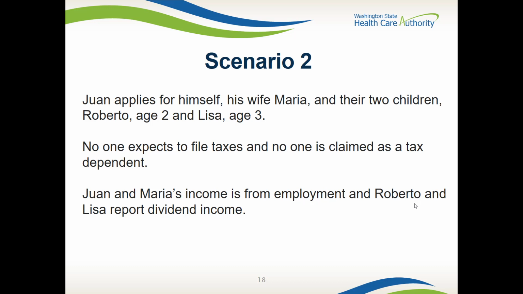Scenario 2. Juan applies for himself, his wife Maria, and their 2 children, Roberto, age 2, and Lisa, age 3. No one expects to file taxes, and no one is claimed as a tax dependent. Juan and Maria's income is from employment, and Roberto and Lisa report dividend income.